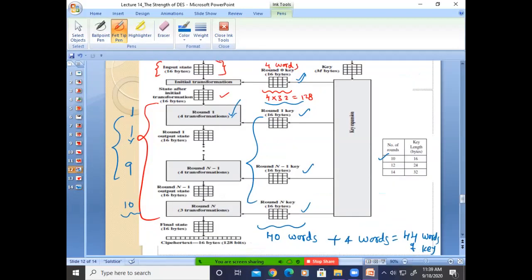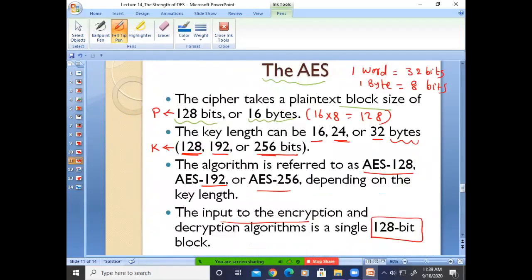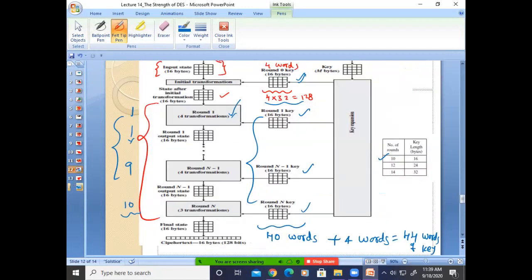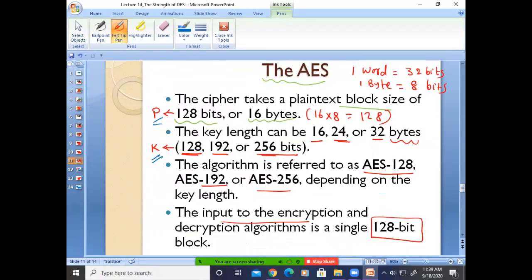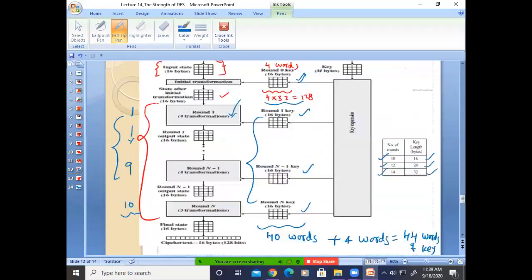So I hope all the points are clear in AES. Especially you should remember the plain text block size and key sizes based on the number of rounds. So 10 rounds, 16 bytes, that means 128 bits. 12 rounds, 192 bits. 14 rounds, 256 bits. 192 or 196? 192, okay. We will see all the details later: what the transformations are, and what the substitution tables are, in the next lectures.